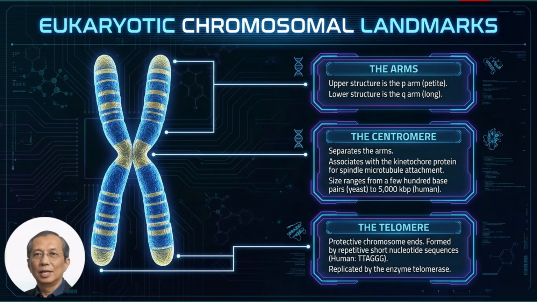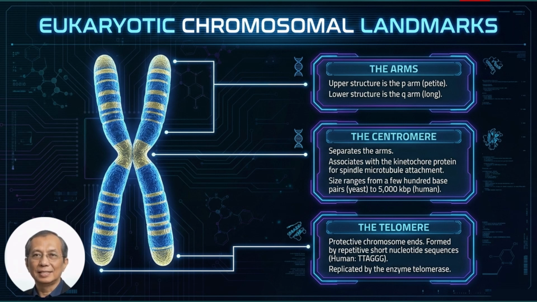Eukaryotic chromosomes are not just simple strands of DNA. They possess distinct landmarks, crucial for their function and stability. Each chromosome has 2 arms, the shorter P arm, petite, and the longer Q arm. The centromere is a constricted region that separates these arms and serves as the attachment point for spindle microtubules during cell division, ensuring accurate chromosome segregation.